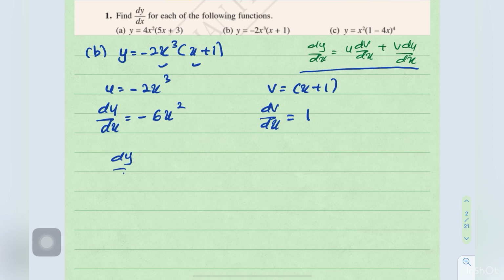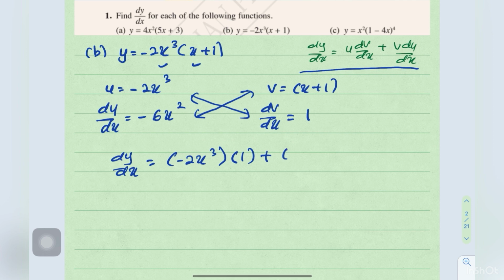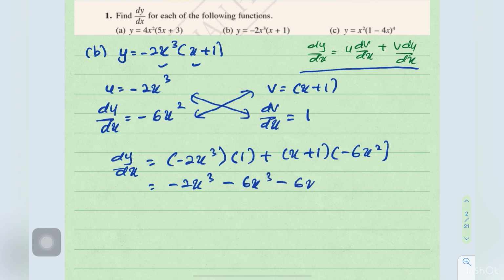So dy/dx equals u dv/dx plus v du/dx. Okay, so negative 2x cubed times 1, plus (x plus 1) times negative 6x squared. Okay, simplify, I get negative 2x cubed minus 6x cubed minus 6x squared. Okay, this becomes negative 8x cubed minus 6x squared.